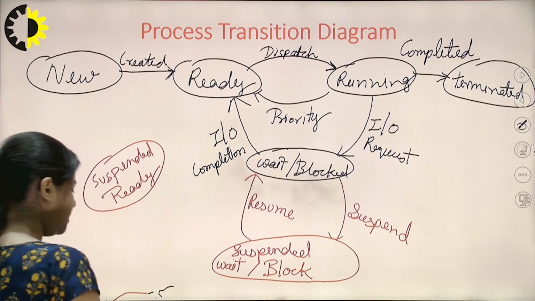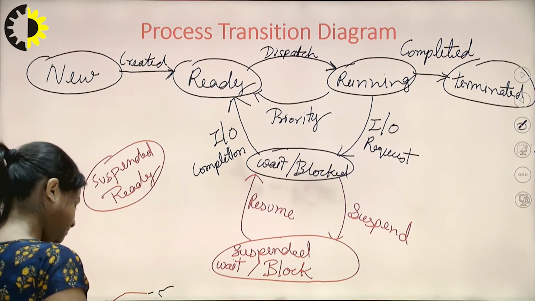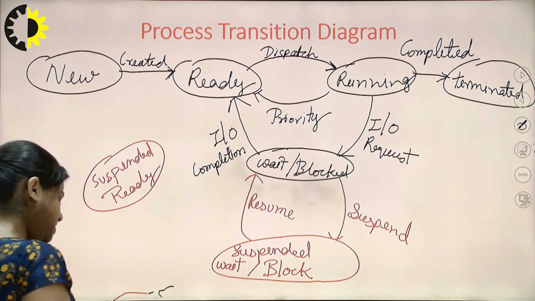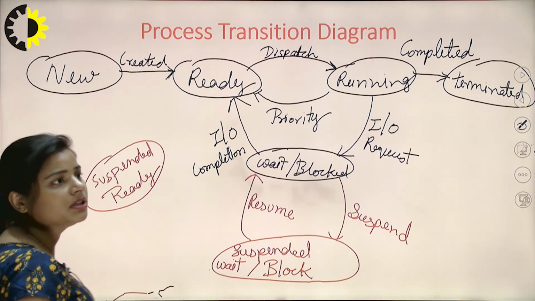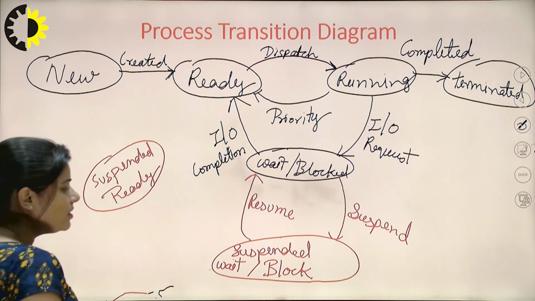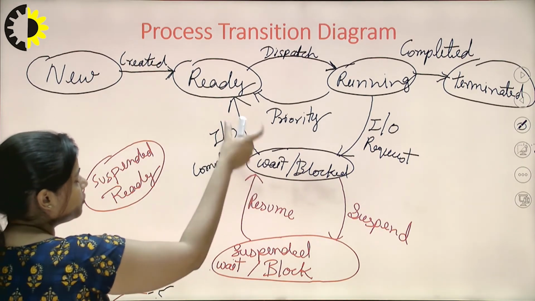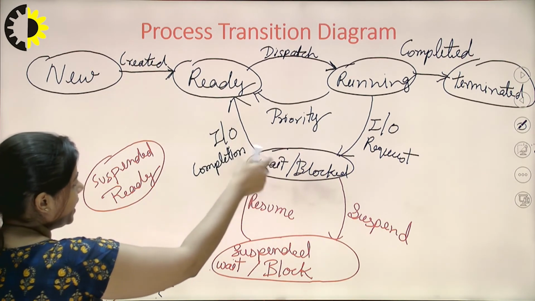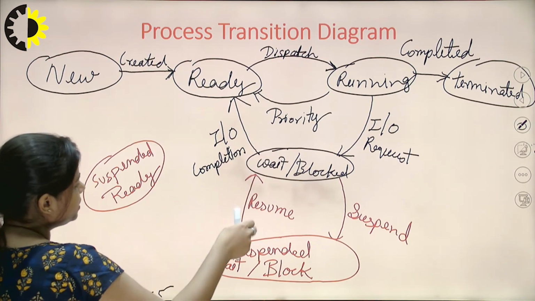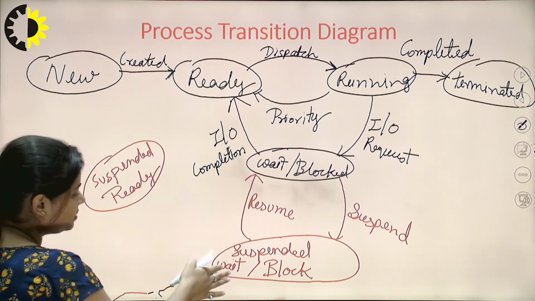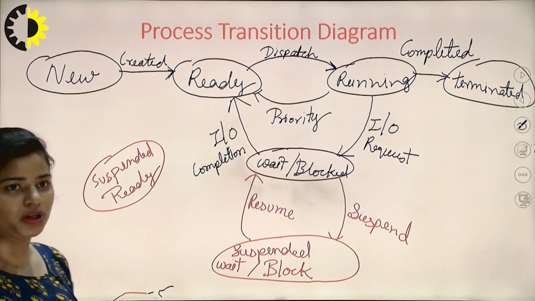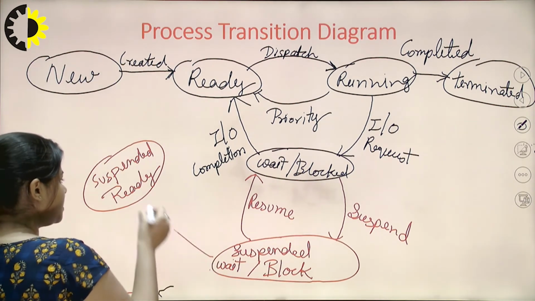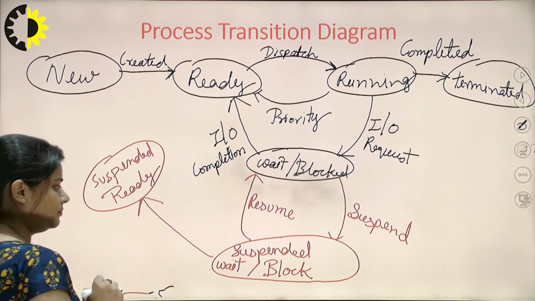Okay, but what happens if the process gets the IO devices but still requires memory? Whenever this process requires IO devices, it comes over here, and also for the memory, then it goes over here. But here the process gets the IO devices but does not have sufficient memory, then it will go towards the suspended ready.